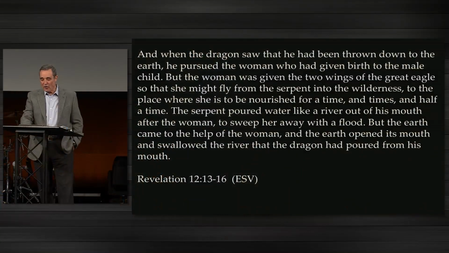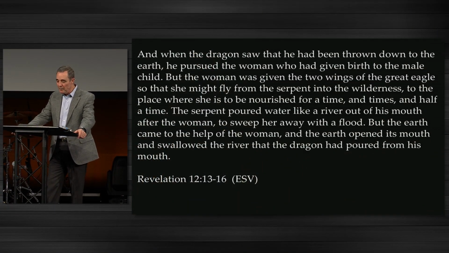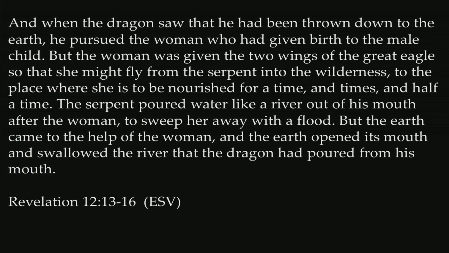And when the dragon saw that he had been thrown down to earth, he pursued the woman who had given birth to the male child. Pay attention to this, because now the woman is going to change from faithful people of God in the Old Testament to faithful people of God after the Messiah, okay? But he pursued the woman who had given birth to the Messiah, and the woman was given two wings of the great eagle so that she might fly from the serpent into the wilderness to the place where she is to be nourished for a time, times, and half a time.